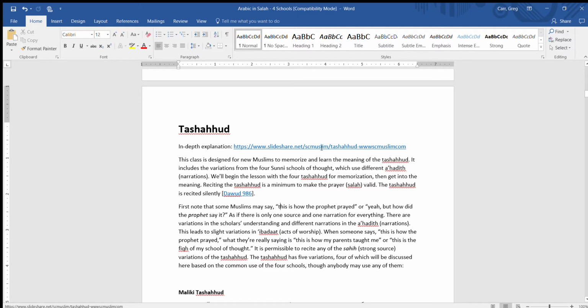Here at this URL you'll find a pretty in-depth explanation of the tashahhud and things related to it, like the moving of the finger and all kinds of stuff like that. So if that's what you want, you can click that. They also go over the 4 schools and variations of that, and I use some of that in this document.